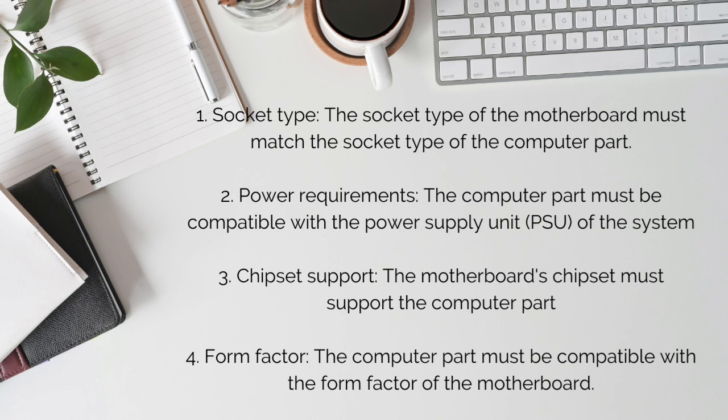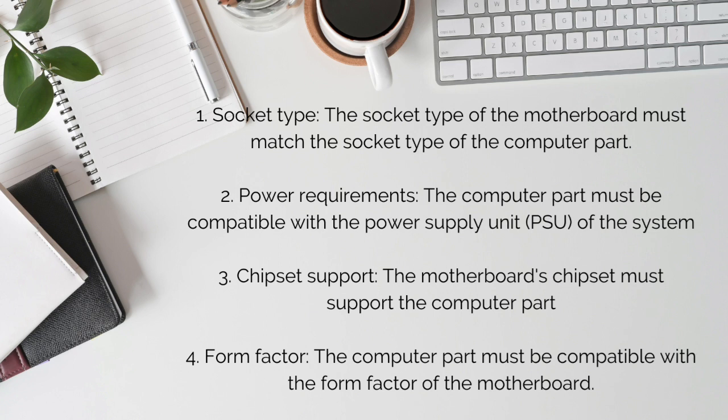2. Power requirements. The computer part must be compatible with the power supply unit or PSU of the system. Make sure that the PSU can provide enough power to the computer part. 3. Chipset support. The motherboard's chipset must support the computer part. For example, if you're looking to install a new graphics card, you need to make sure that the motherboard's chipset supports the graphics card.